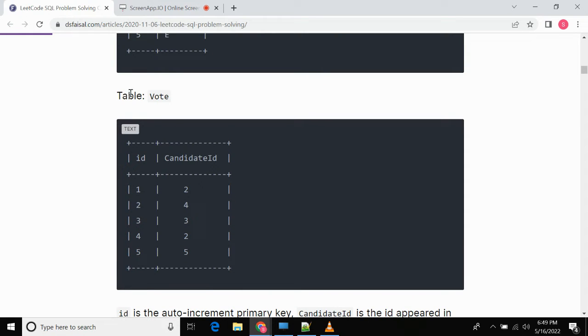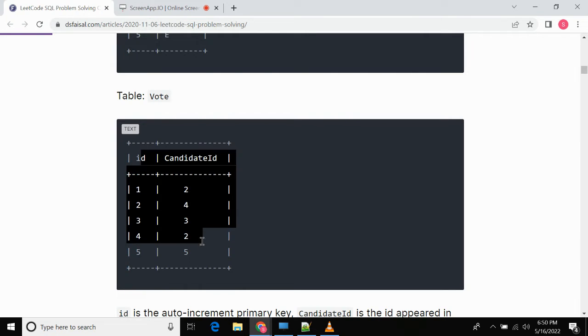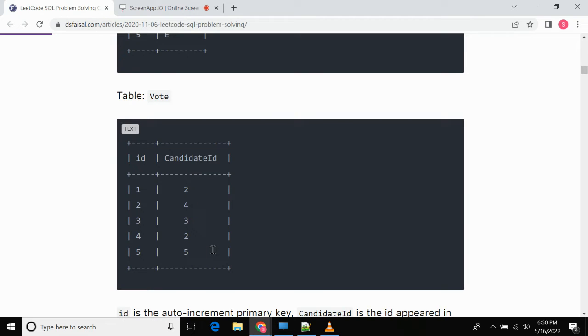So if you see this table, vote, the candidate ID. You see, there are four different candidate IDs, right? Two, three, four, and five. So we just have to find out which particular ID has the maximum number of occurrences in this table. Whichever ID has the maximum occurrence is the winner, right?